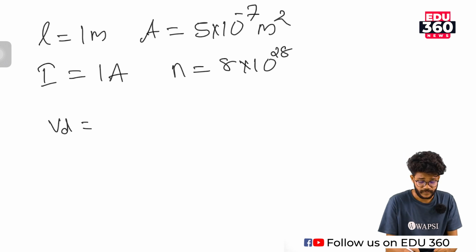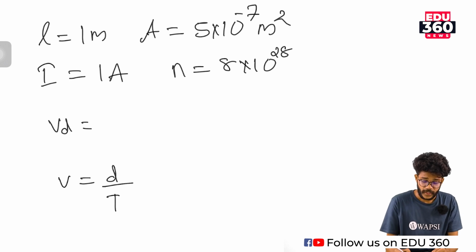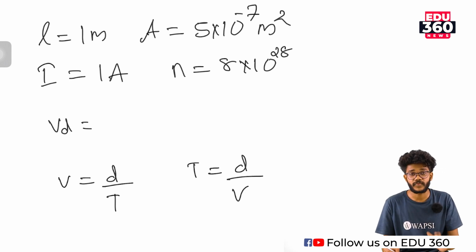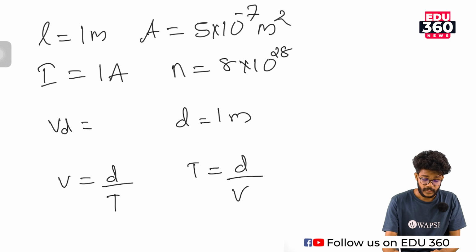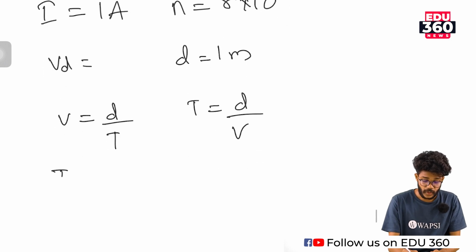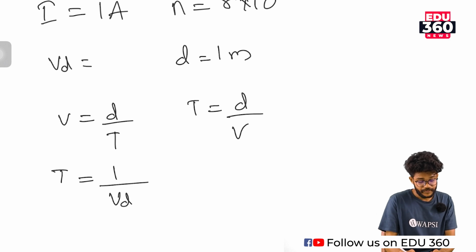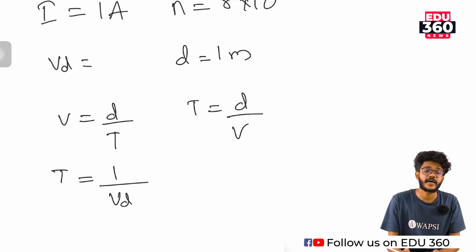So which equation? Velocity is equal to distance by time. So we have to find the time, so time is equal to distance by velocity. Distance is nothing but 1 meter, that is given in the question because the length is 1 meter. So the time is equal to 1 divided by drift velocity Vd. So what is the equation for Vd?